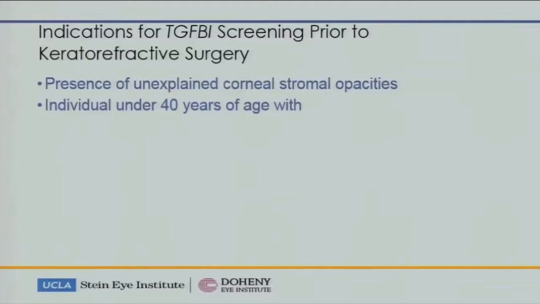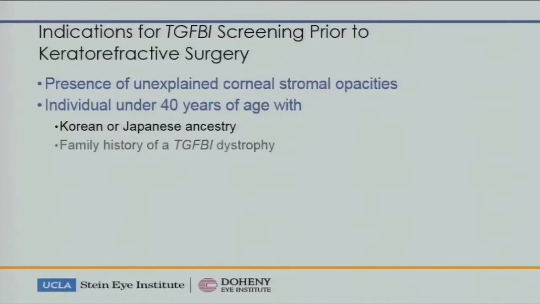Individuals under age 40 years with Korean or Japanese ancestry. We just saw a slide that shows the incidence in the Korean population, whether they're in Korea or in the United States, about 1 in 875 individuals. That puts it probably about twice as common as keratoconus. In Japan, the incidence is somewhere around 1 in 1,100, something like that. Again, more common than keratoconus. So I think you should really be screening these patients.